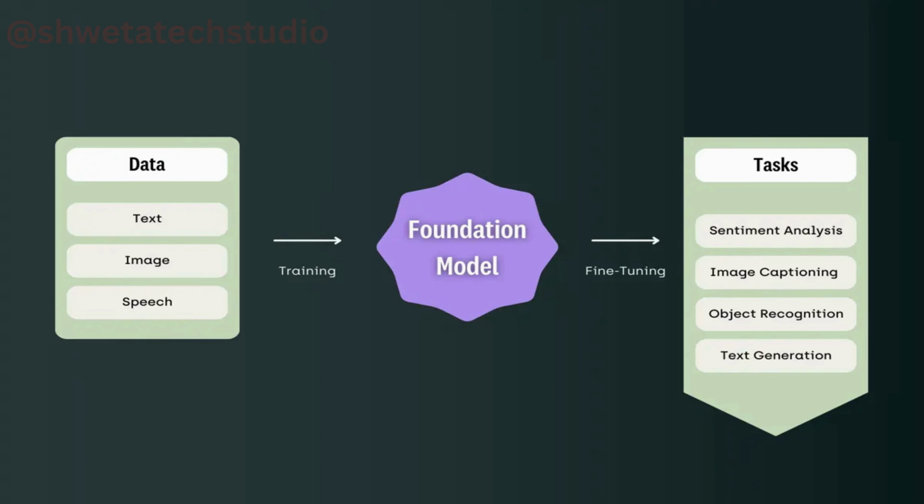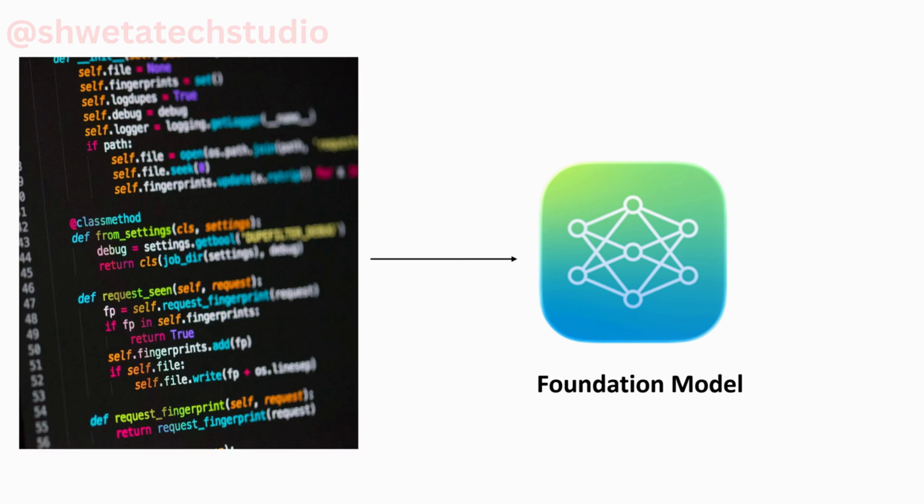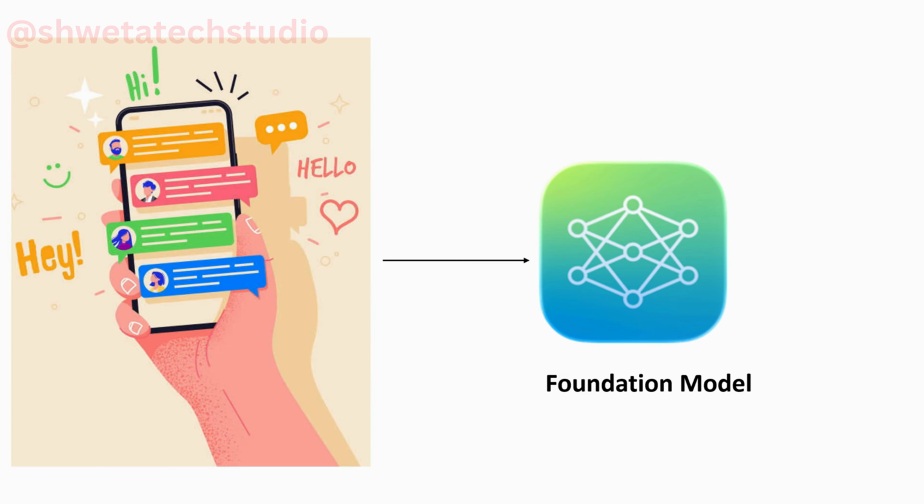For example, if you want an AI that understands programming code, you start with the foundation model and train it with code examples. Or let's say, if you want an AI chatbot, you start with the foundation model and train it with conversation data. This makes AI development much faster and easier. Let's understand how AI models are created in 5 easy steps.